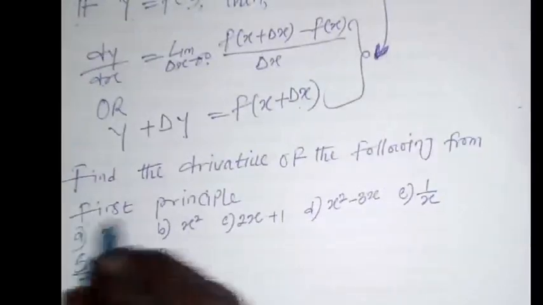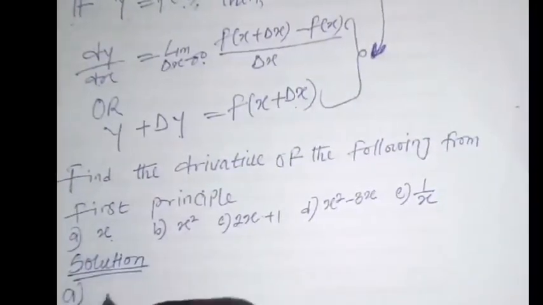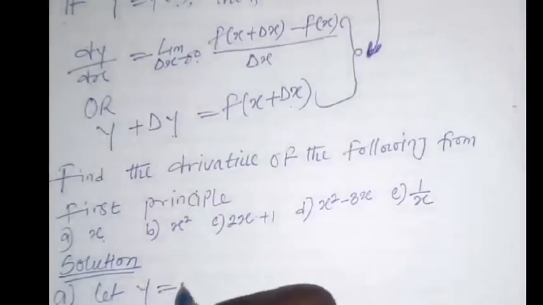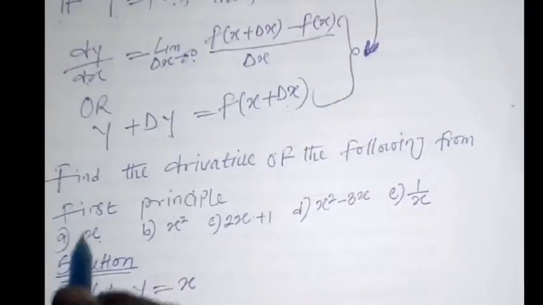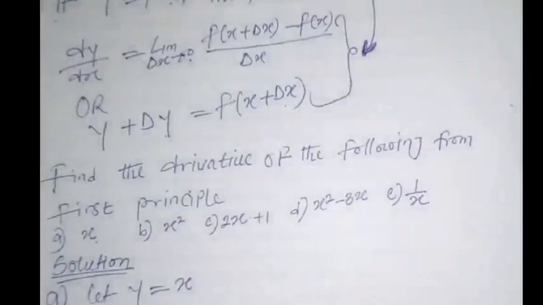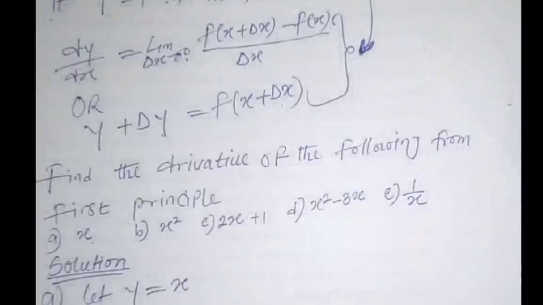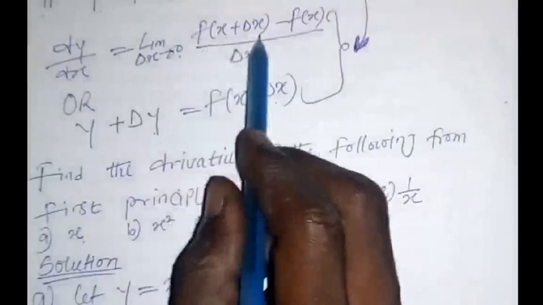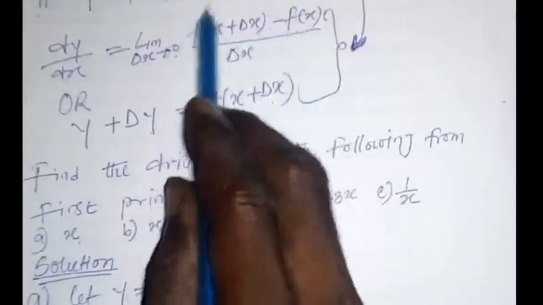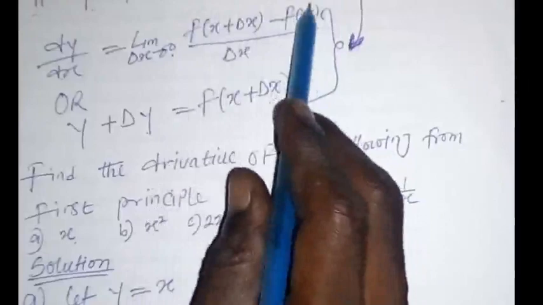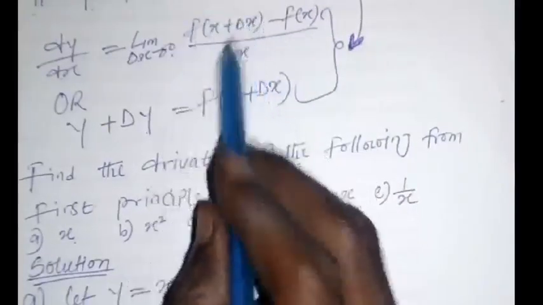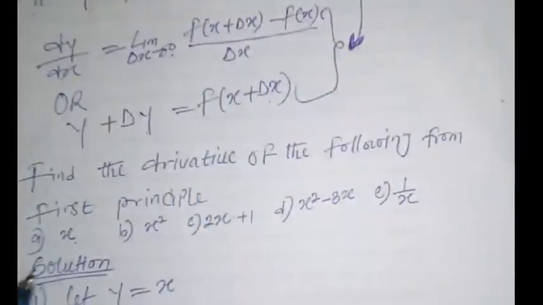So now in order to find it, starting with equation A, we say let y equals x, because x is our function, so we are assuming the function. And then in order to apply first principle to find the derivative, we are going to find this, and then we find this, and then we evaluate the whole expression from the numerator, and then we simplify the whole numerator and denominator. So follow us and you will see how we are going to apply the first principle.